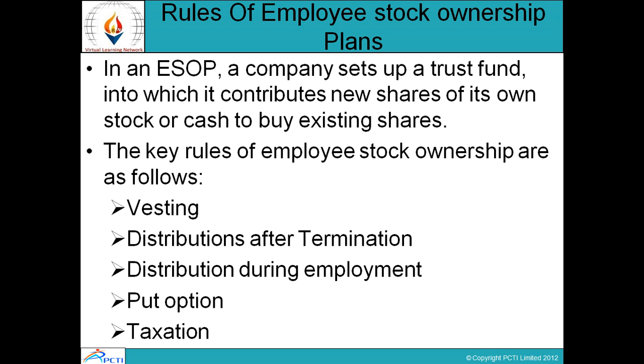Put option is another thing. Some companies provide a put option for company stock via the ESOP benefit plan. This option allows employees to sell their company stock back to the employer within 60 days following distribution and within 60 days during the following plan year. Last one is taxation. Here employees pay no tax on stock until they receive the distribution.